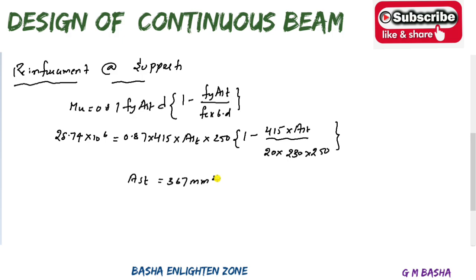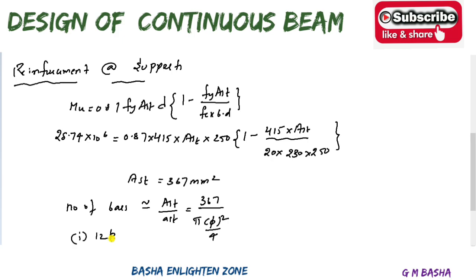Then check with the number of bars. Number of bars will be approximately capital Ast by small ast. Capital Ast will be 367 only. Small ast will be checked with pi d square by 4. So I will choose the diameter for my trial as approximately 12.